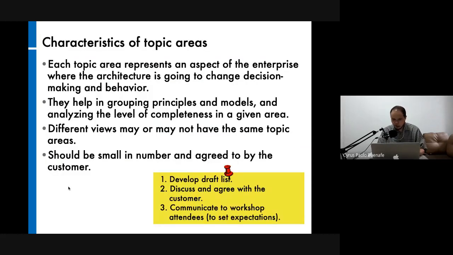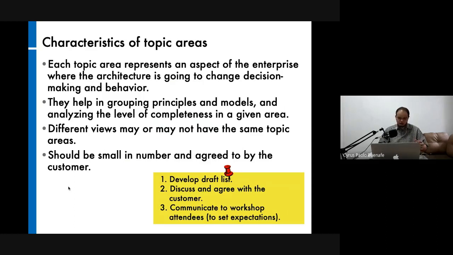Each topic area represents an aspect of the enterprise where the architecture is going to change decision making and behavior. So this is a scope, your impact area, so to speak. They help in grouping principles and models, and in analyzing the level of completeness in a given area.